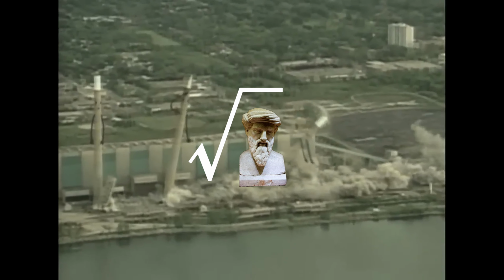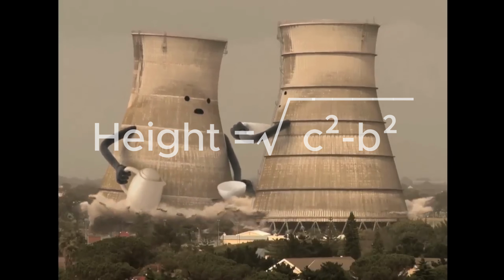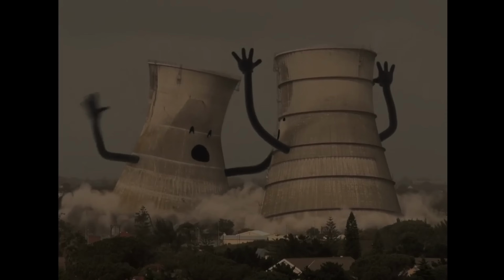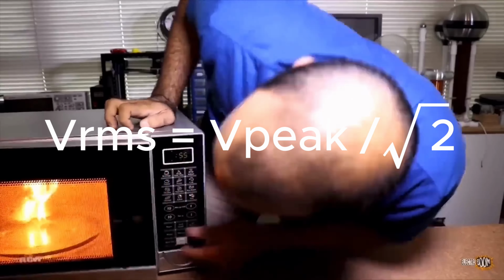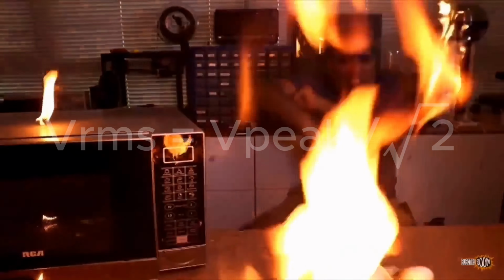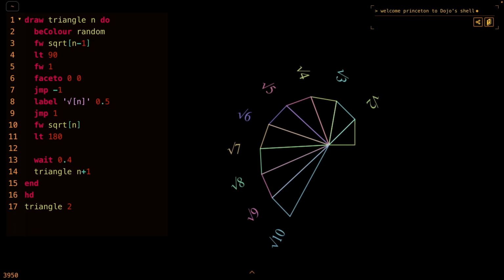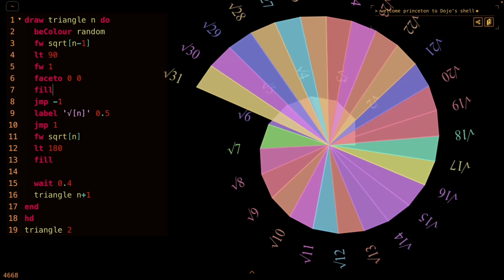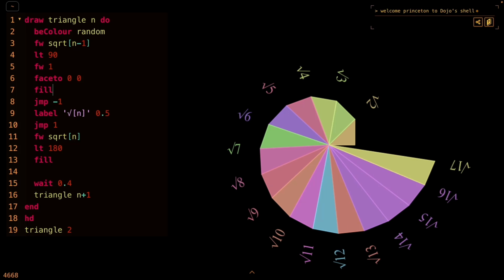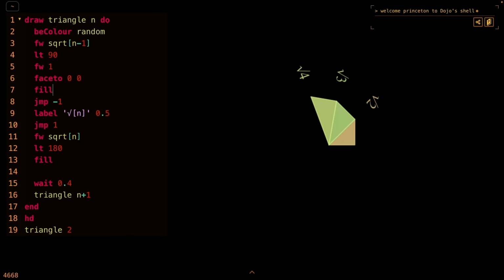Imagine one day we forget what square roots are. The buildings we construct might topple. Our stock market predictions would go haywire, and our electrical devices might just electrocute us. If that happened, would we be able to rediscover square roots? Let's find out in 3, 2, 1.